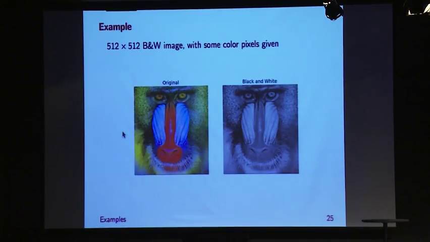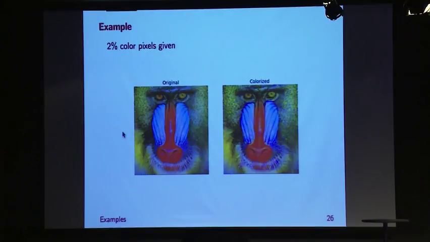Here's your original image, and here's the black and white version of it. Then we just take 2% of the pixels, and there's the color reproduction. It's by no means perfect, but it's actually shockingly good. That means basically 1 in 50 pixels, we give you the color, and from there you're extrapolating, I guess, 50 to 1. So it's actually not bad.